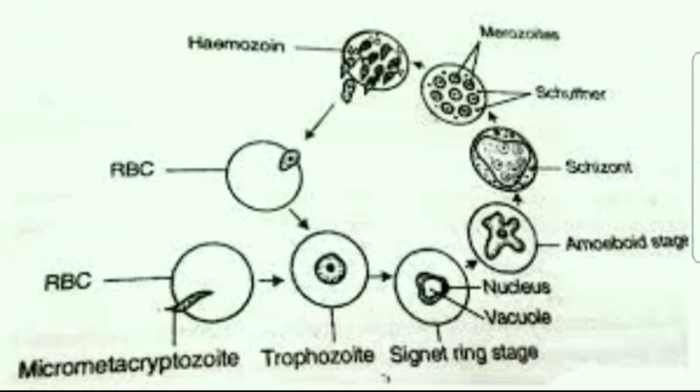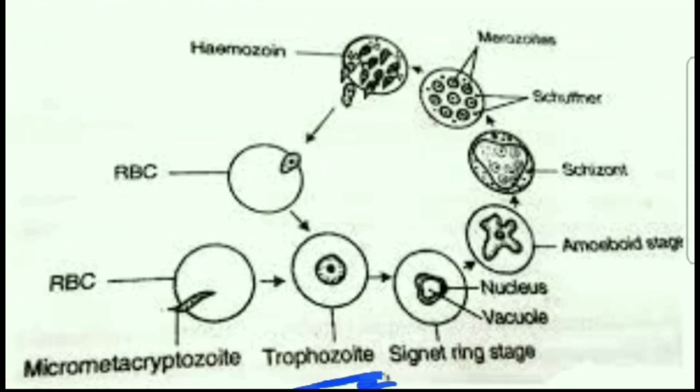Erythrocytic schizogony starts when the micrometacryptozoites enter into RBC. A single metacryptozoite enters into RBC and passes through the trophozoite stage, signet ring stage, amoeboid stage, and schizont stage. In the trophozoite stage, inside RBC, the micrometacryptomerozoite becomes rounded with a large nucleus and grows in size by ingesting hemoglobin of RBC. This stage of the parasite is called the trophozoite stage.